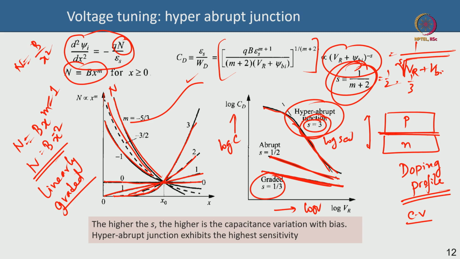This is about what sensitivity you can tune the voltage with, and a hyper abrupt junction is much better than a linear junction.